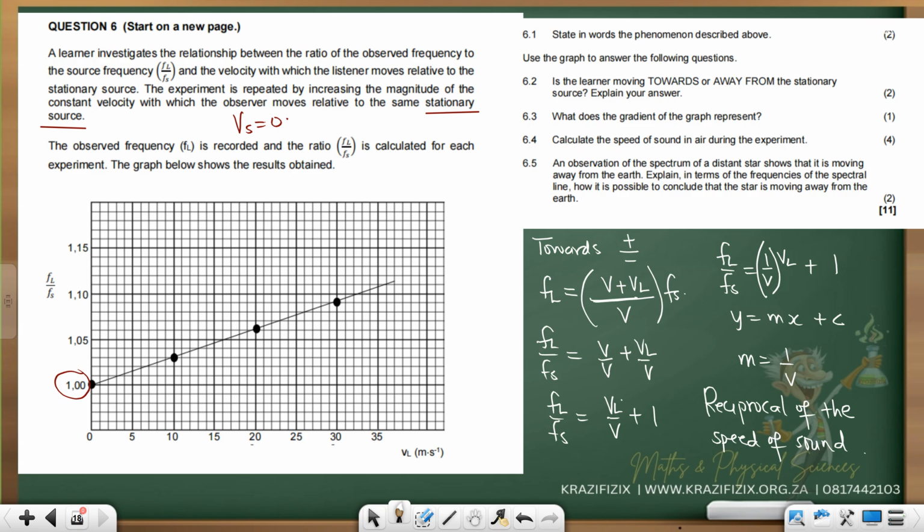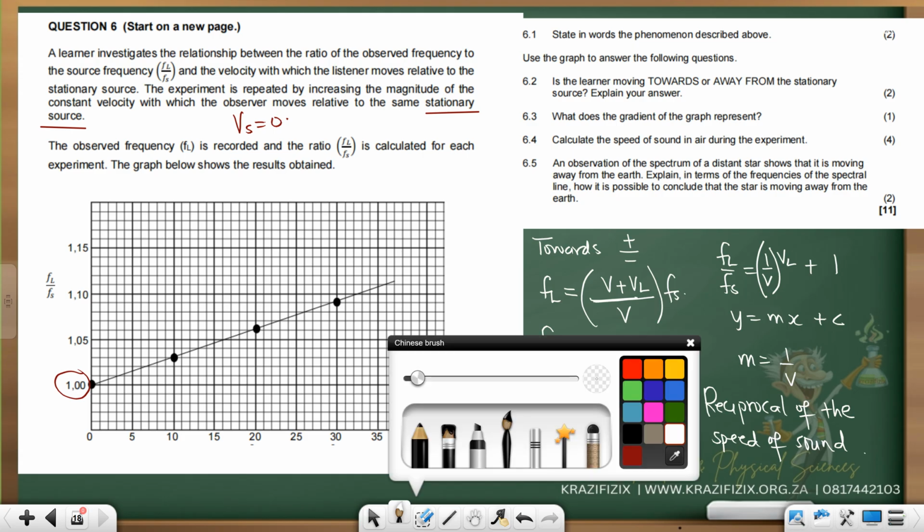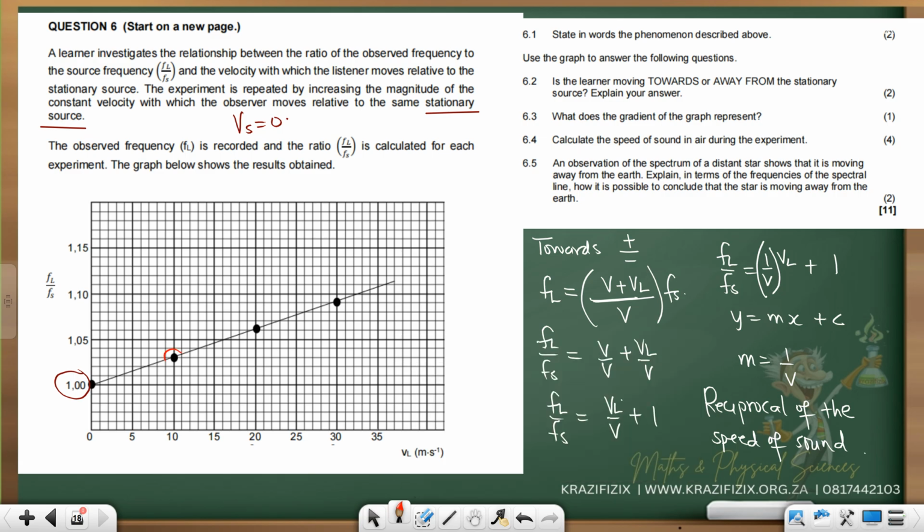Let's look for the gradient together. How do you get gradient? Change in y over change in x. Let's quickly, please, everybody, and we're finishing now. Which point can I use? Easy point. I think I can use this point and this point. Just need to know how to read your graph. Please, let's do the maths together.